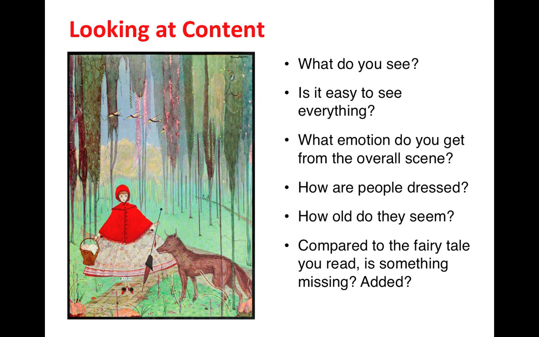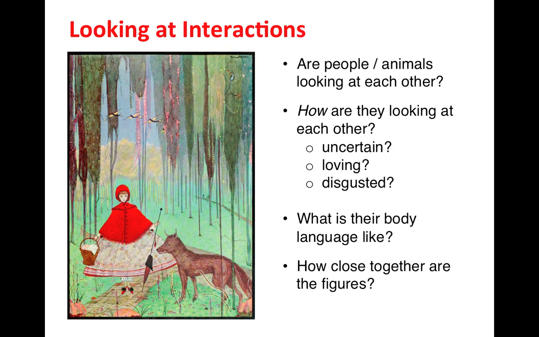So to summarize, looking at content is basically what is there. Then you can dig a little deeper and look at interactions between the characters. Are they looking at each other? From this picture, it looks like Red Riding Hood is looking sort of down in the general direction of the wolf, and he seems to be looking off this way into the distance. Does she seem to be upset or disgusted, or is she looking like, oh, cool, new pet? How's the body language? How close are they?